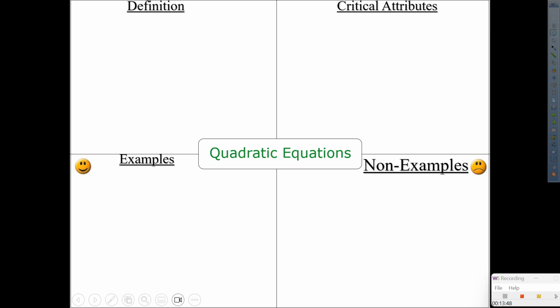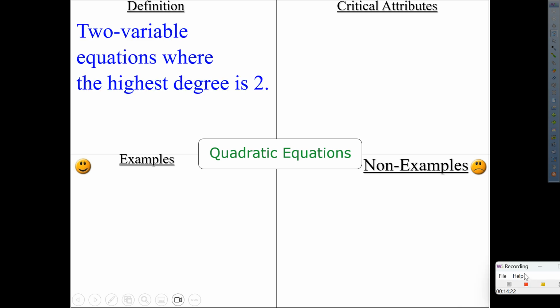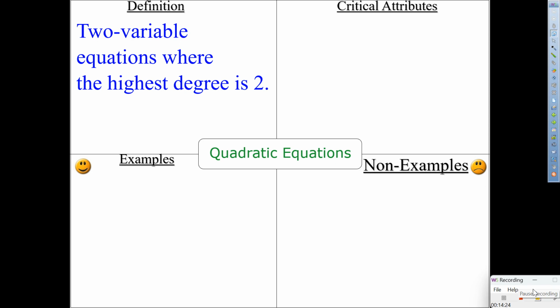Tell your neighbor what that says, according to the definition. What does that say? Talk it over to your neighbor. What does that mean? 2 variable equations, highest degree of 2. So, think about it. Got it? Let's see if your noodle tells you the truth.